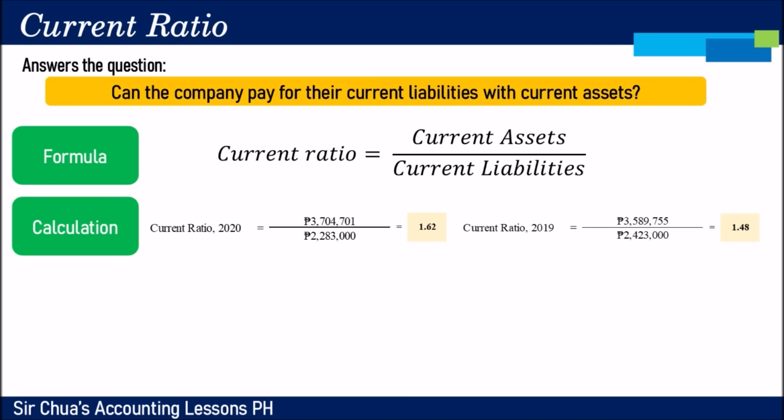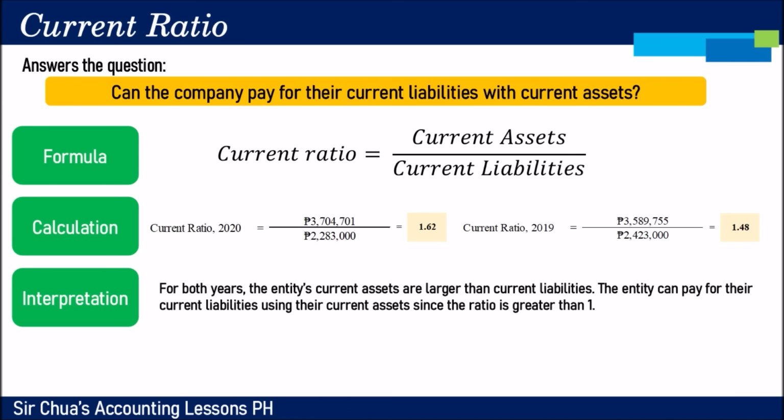Now, if you are analyzing financial statements, it's not enough that you see the numbers. What do these ratios mean? What do these numbers mean? Kaya po, nagkakaroon tayo ng ratio interpretation. And what is our interpretation dito sa lumabas na nakuha natin na 1.62 na current ratio in 2020 and 1.48 na current ratio in 2019? For both years, the entity's current assets are larger than current liabilities. The entity can pay for their current liabilities using their current assets since the ratio is greater than 1.